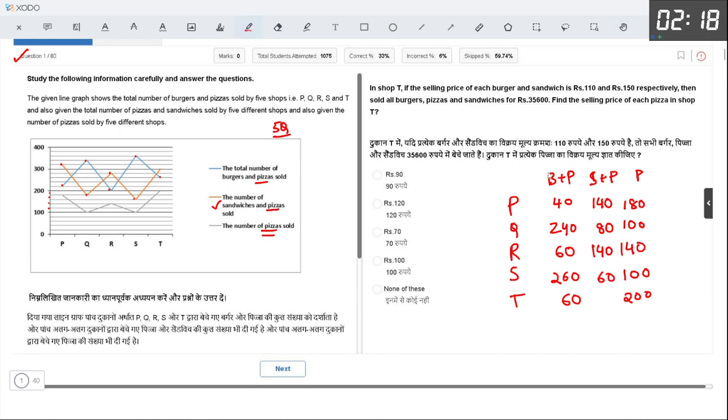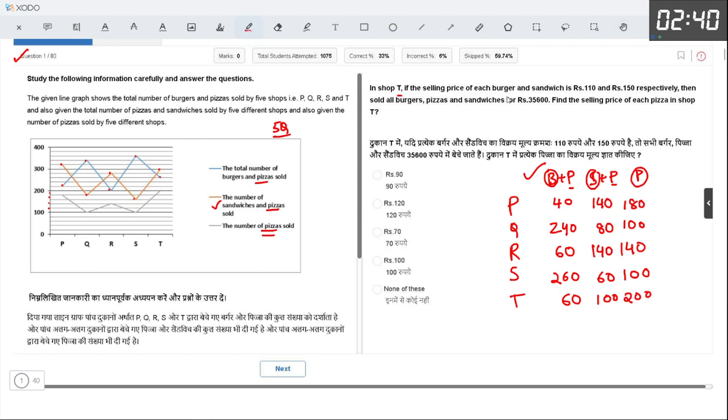I am writing individually burgers, sandwiches, pizzas. I am not adding the pizzas to this table. And here 300 means remaining will be 100. See, in 2.5 minutes we can make the table, right? We can do this. Now we will solve the problem.